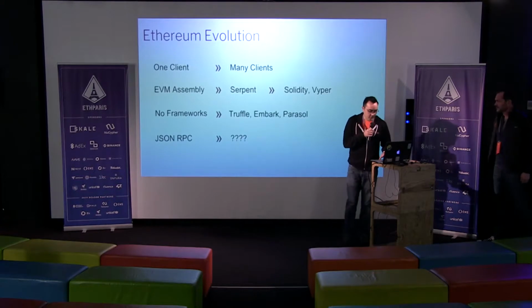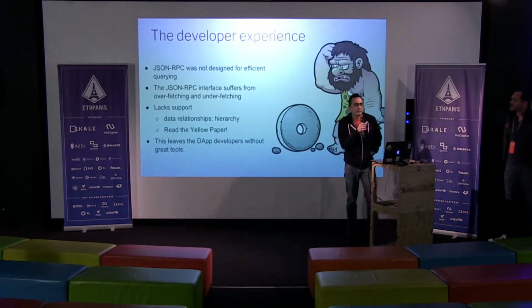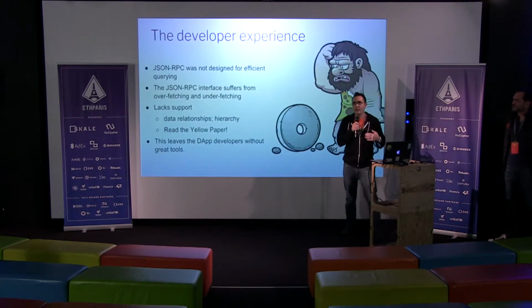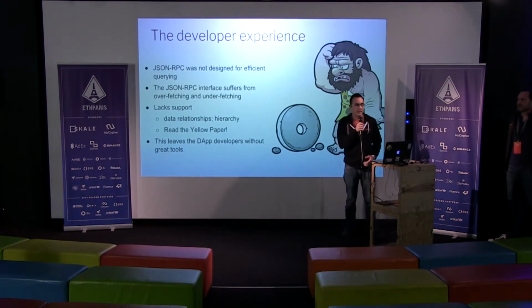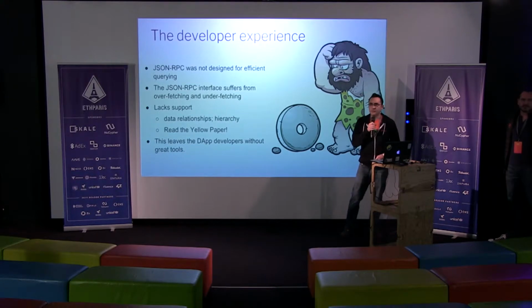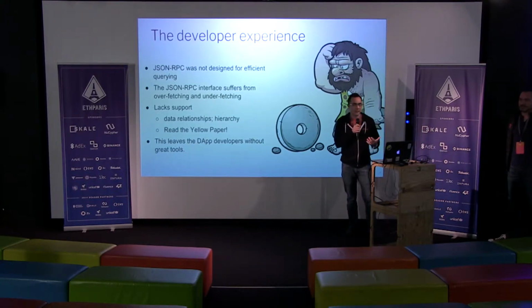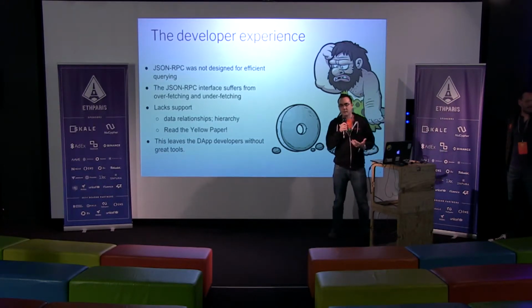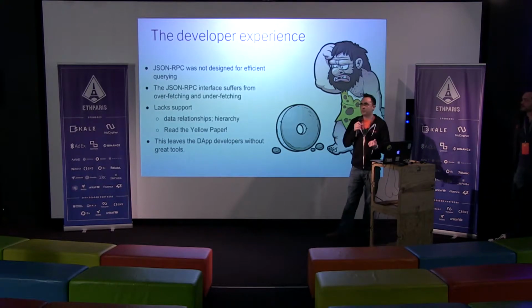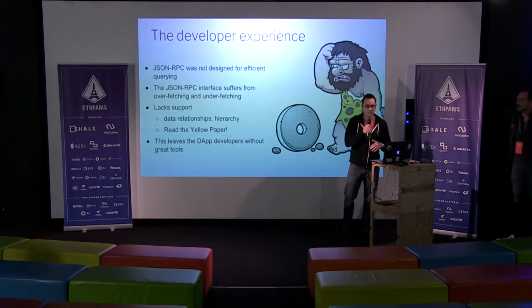So let's talk about JSONRPC. JSONRPC was developed to give you access into the node, right? To send transactions, to pull data off of the chain. It's not really designed as an efficient querying mechanism or efficient querying API. The JSONRPC interface, like a lot of resource-based interfaces, suffers from overfetching and underfetching problems, right?